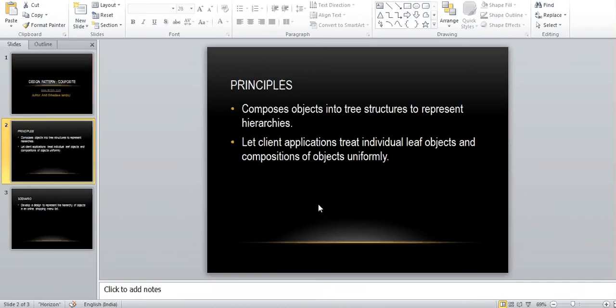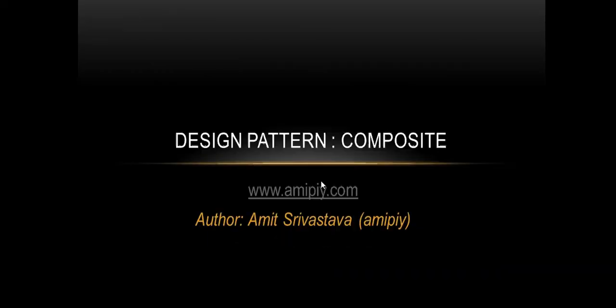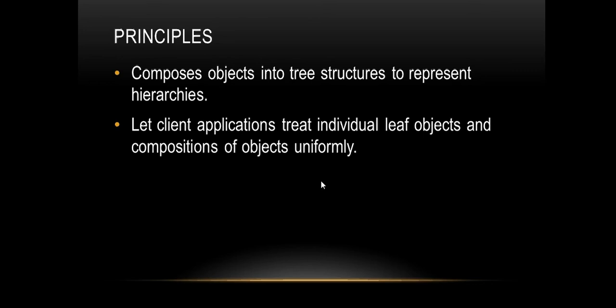let's have a look at this again. So I said it composes objects into a tree structure to represent hierarchy. So now if I have to make a design so that all my leaf nodes, all my dress items, all my dress categories can be organized into a tree structure, there we can make use of the composite design pattern.